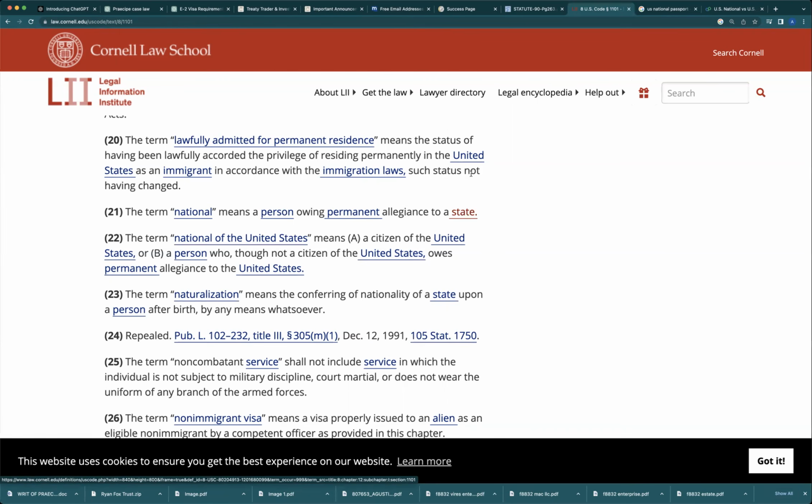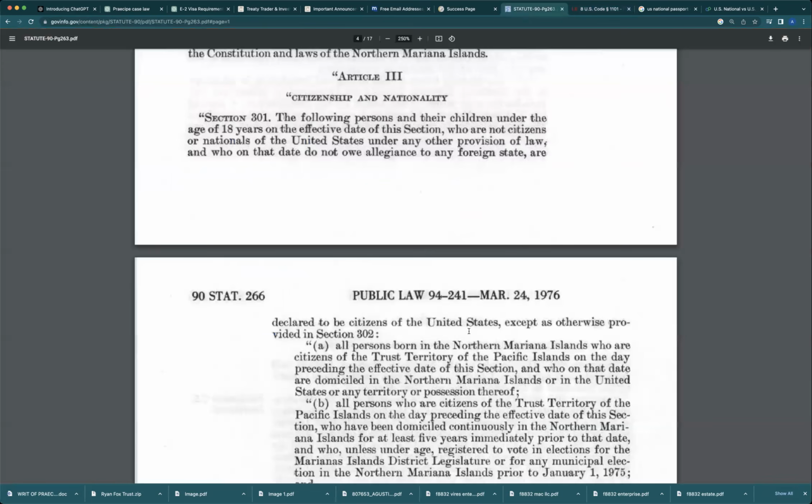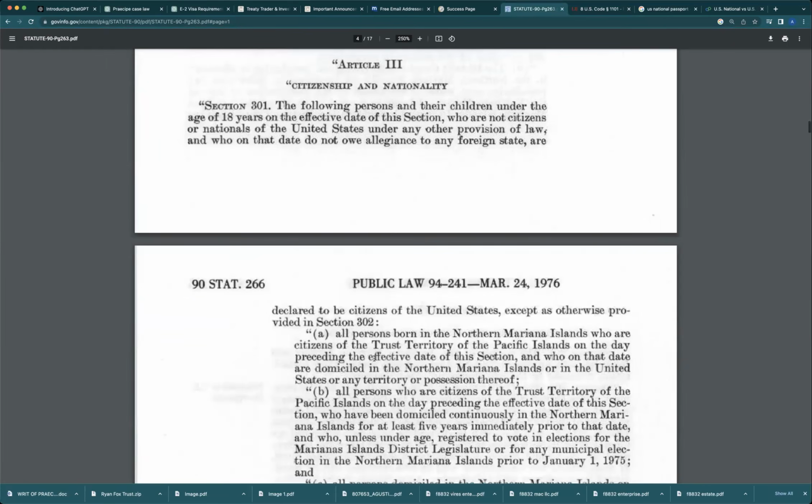Okay? So when you see this, the key thing to remember is a U.S. national is the very same thing as a U.S. citizen. Now, except as otherwise provided in section 302. Let's go down to 302.